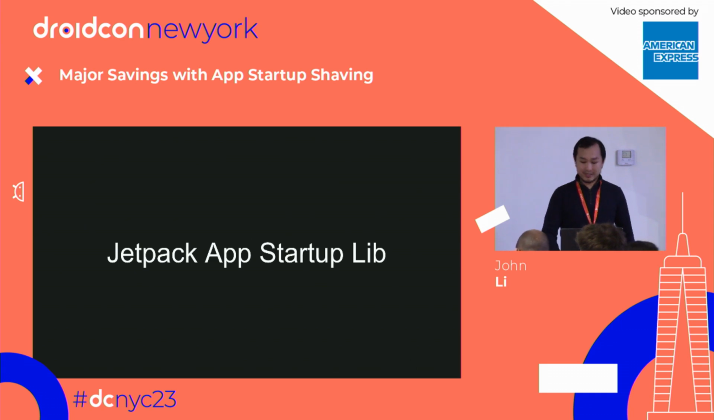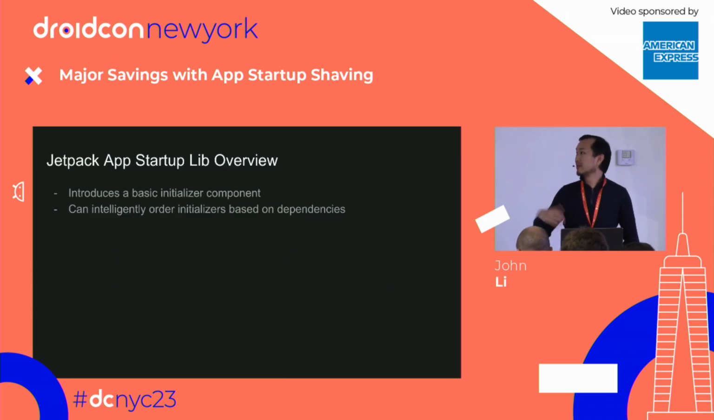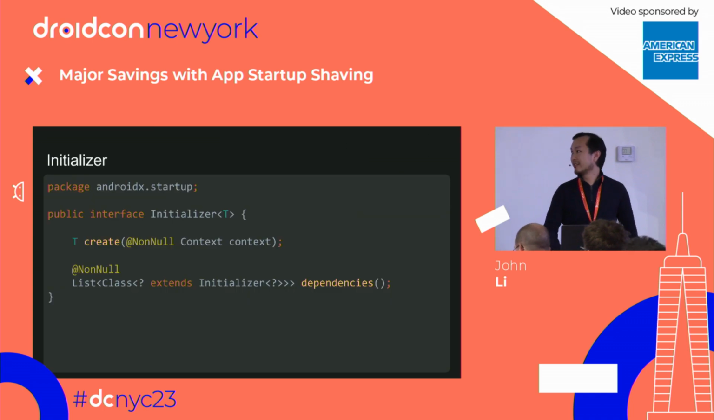Okay. Next up, we have the Jetpack App Startup library. And I'm going to have to explain this before I talk about something super advanced. So this library is actually small, very simple. It introduces a basic initializing component, and through having implementations of that component, the library can intelligently sequence and order which component should be initialized first based on the dependencies. So let's look at the initializer. Like I said, very simple. Create method, and then you have a list of dependencies.